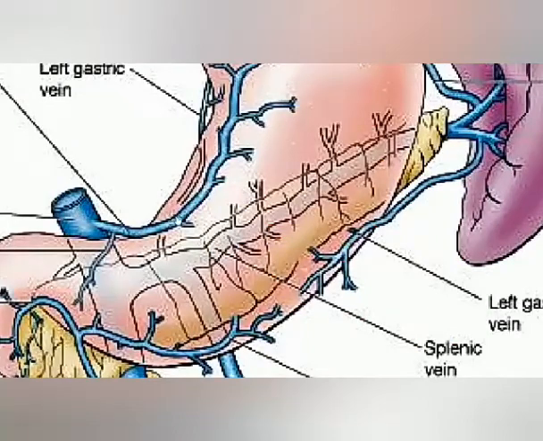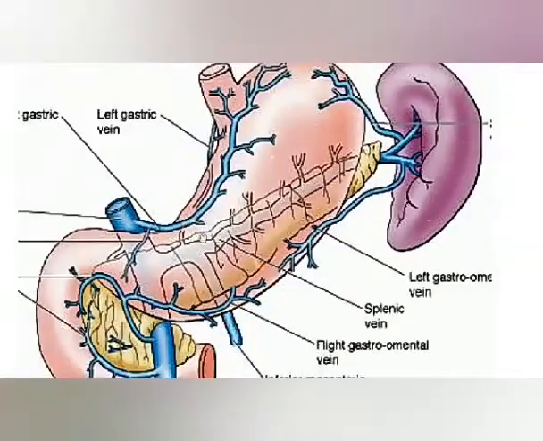Here they drain into the portal vein. Now the next is the right and left gastroepiploic vein. This is the left gastroepiploic vein and this is the right gastroepiploic vein. The left gastroepiploic vein drains into the splenic vein, and the right gastroepiploic vein, you can see here, drains into the superior mesenteric vein finally.